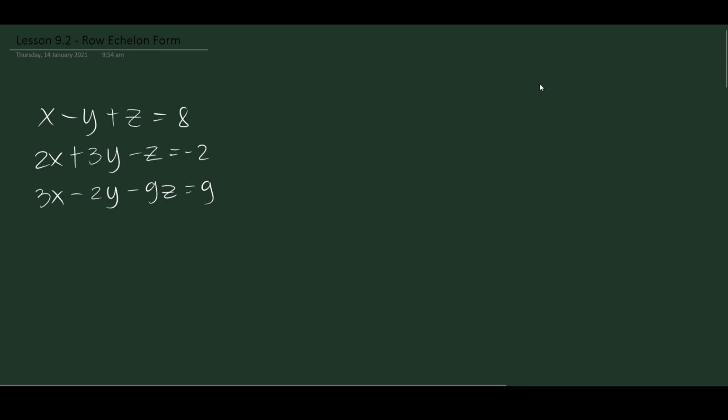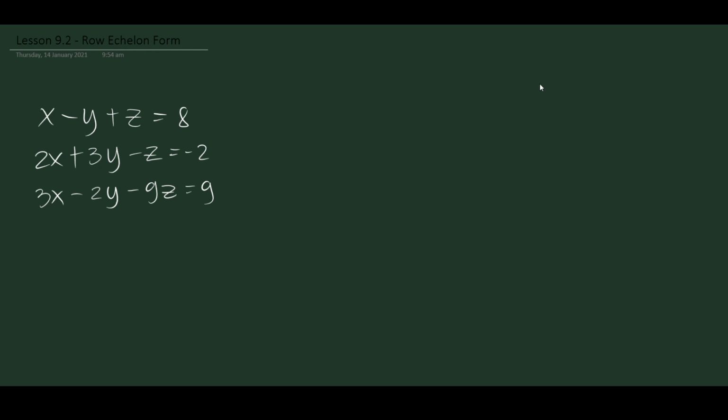Okay, hello everyone. So we are now at lesson 9.2. In this lesson, we are going to learn how to solve systems of equations with three or more unknowns. So what does that look like? We have here three equations with three unknowns. The technique that we're going to learn first is called the Gaussian elimination. Now, it involves two steps.